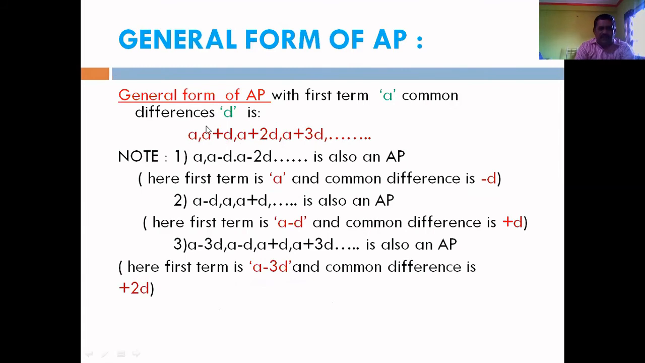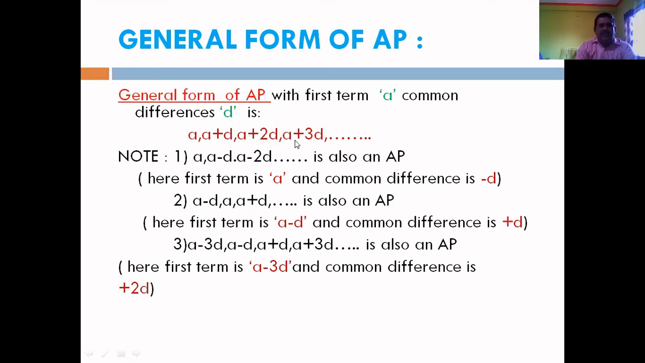Here a plus d minus a means small letter d. Here a plus 2d minus a plus d, here we have the common difference of d. And here we have a difference of d: a plus 3d minus a plus 2d. That means a gets cancelled, and 3d minus 2d means d.